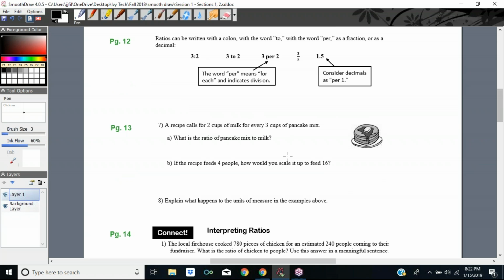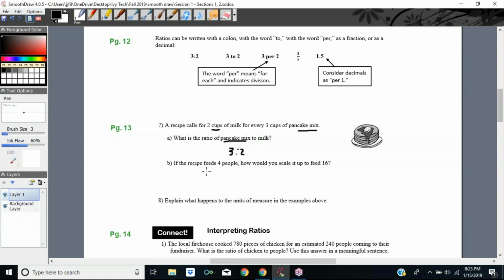So number 7 here on page 13 says a recipe calls for 2 cups of milk for every 3 cups of pancake mix. Let's take a look at these questions. What is the ratio of pancake mix to milk? You've got to look at the question carefully and compare it to the information that's given. The information given gives us milk to pancake mix, and the question wants the pancake mix first. So our ratio is going to be 3 to 2.